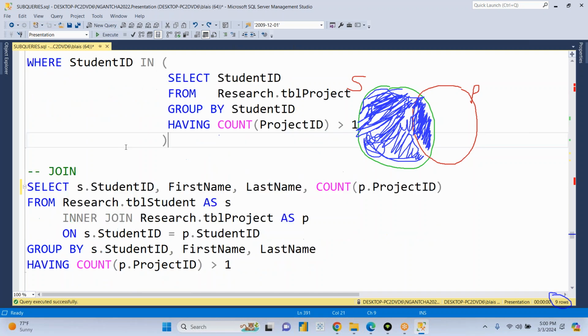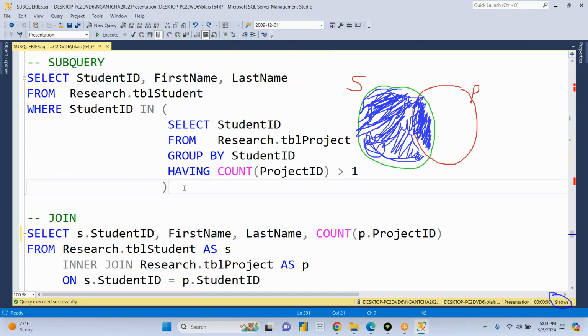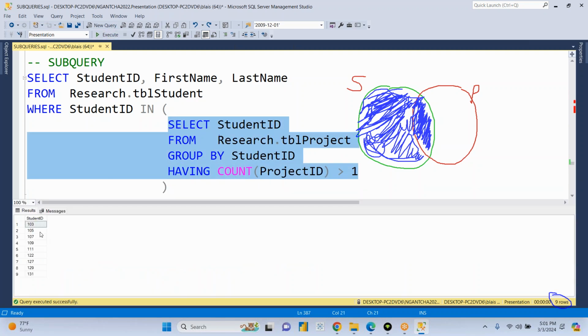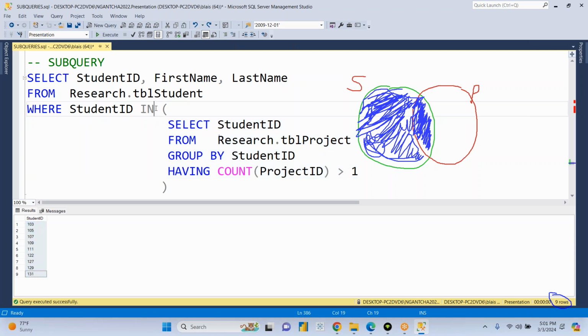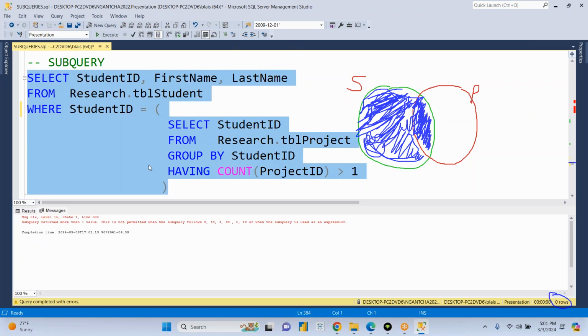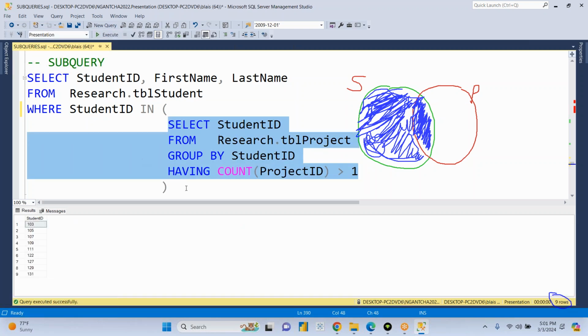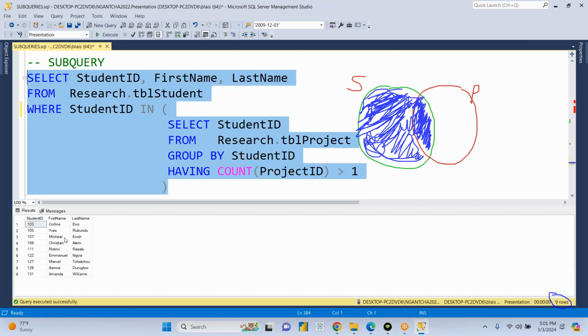So physically, we've not joined the tables in the subquery approach. Our parent query runs on the student table. Our child query runs on the project table. It is investigating students with more than 1 project. If your ID is on this list, you see it's a list, so we use the IN operator. You cannot put equality right here because you're searching for more than 1 value. Searching for more than 1 value in a given column is the job of the IN operator. So as long as your student ID features in this list, then you're considered a student that has more than 1 project assigned to them.